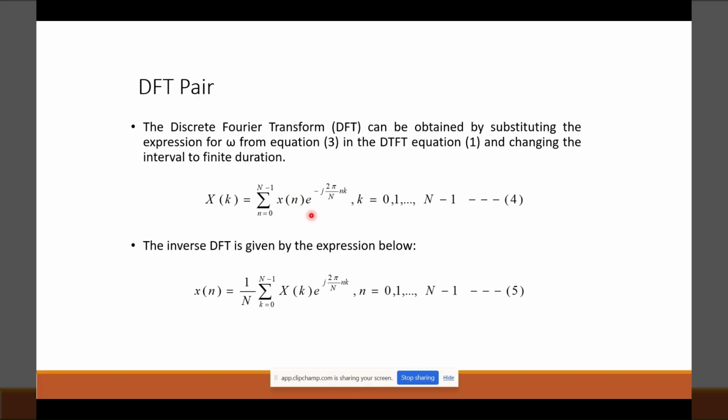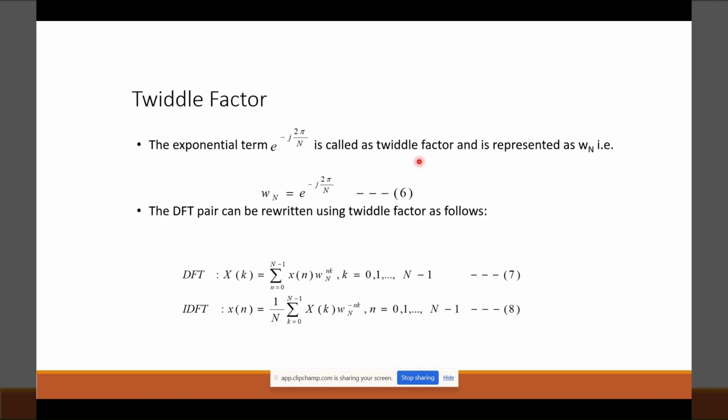While finding the value in the frequency domain, this x of n is multiplied by this e power term each and every time, so repeated multiplication happens. So what is done is that this e power minus j 2 pi by N alone is extracted and represented as the twiddle factor. The discrete Fourier transform formula gets modified like this: x of n into W of N power nk.